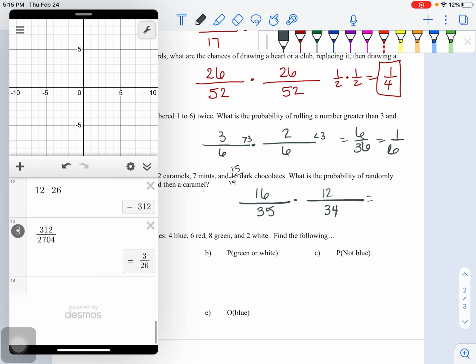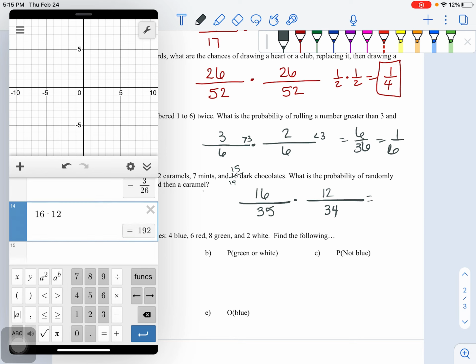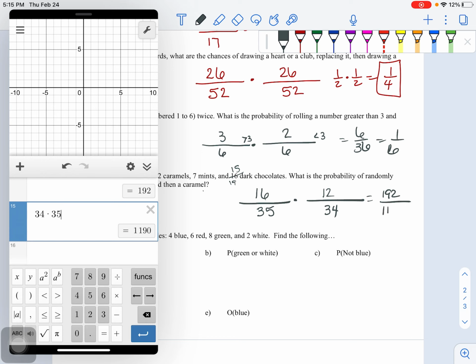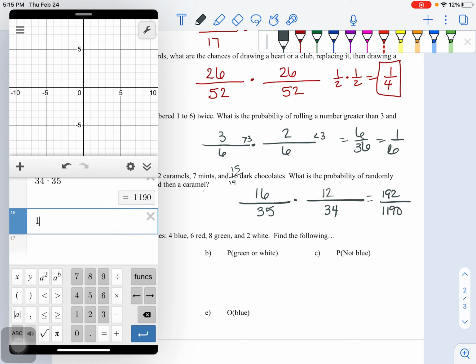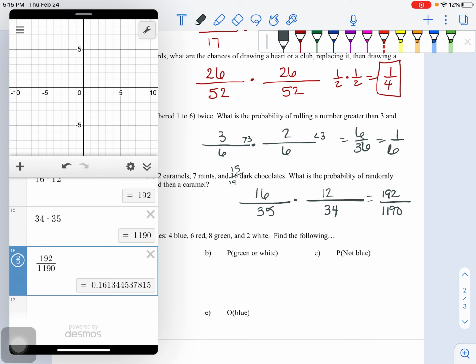Okay, so 16 times 12 is 192. 34 times 35 is 1190. 192 over 1190 is 96 out of 595.